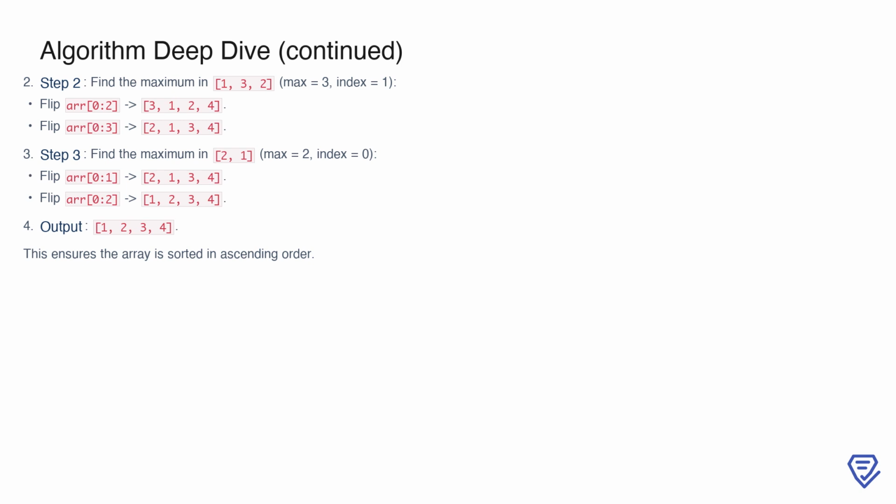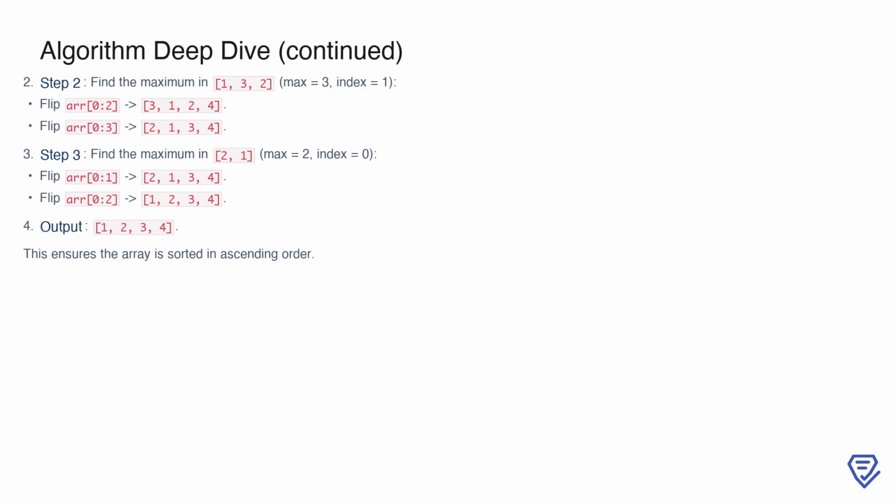The maximum element here is 3, located at index 1. First, we flip the subarray up to index 1, giving 3, 1, 2, 4. Next, we flip the subarray up to index 2, positioning 3 correctly, which results in 2, 1, 3, 4. Finally, for the last unsorted portion, 2, 1, the maximum element is 2 at index 0.